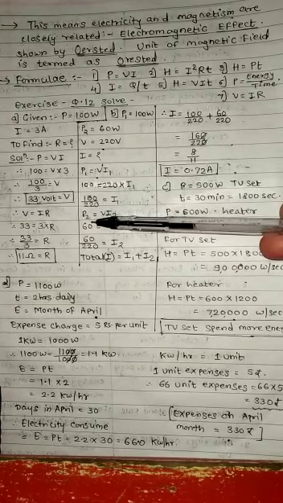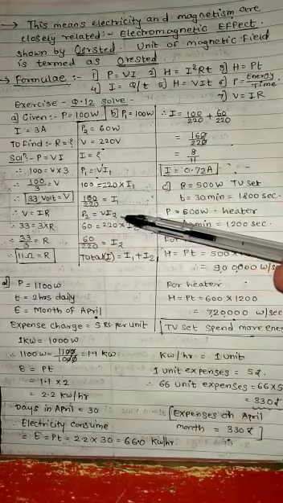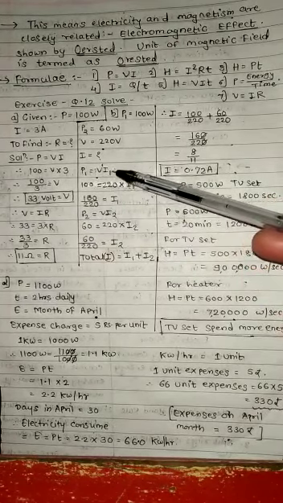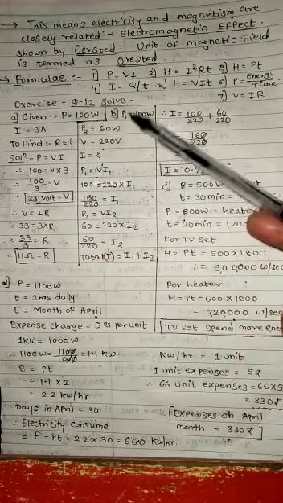Then next is P2. Now you have to find out P2. P2 is equal to VI2. See here, P1 is equal to VI1. V is common here, because V is the same in both P1 and P2.